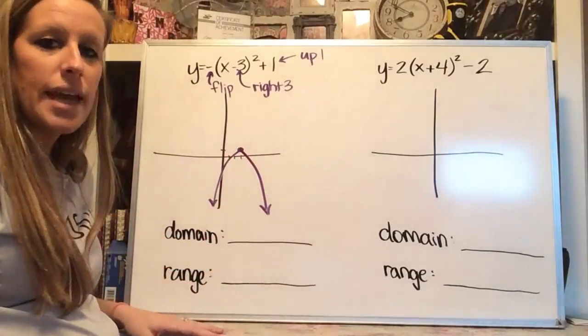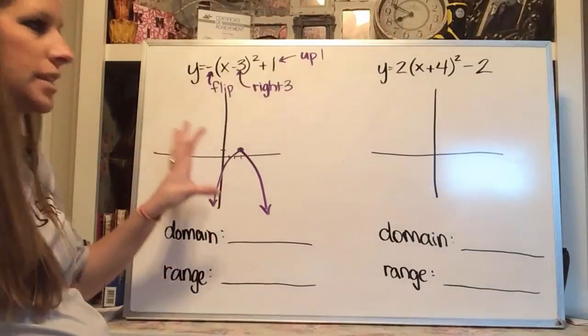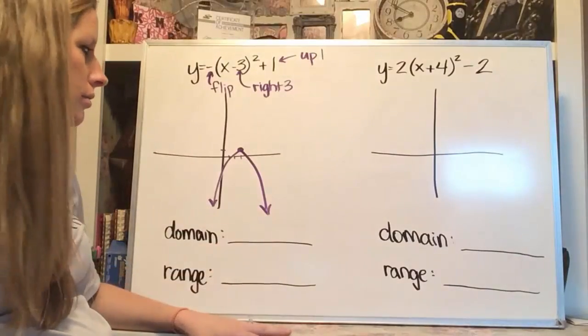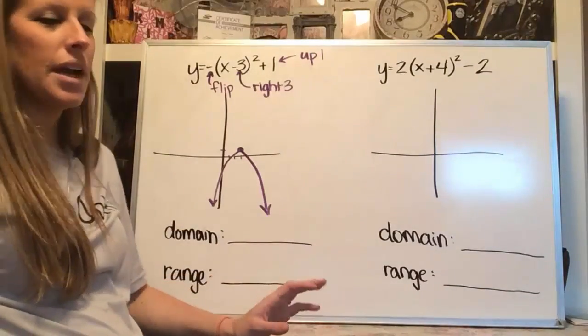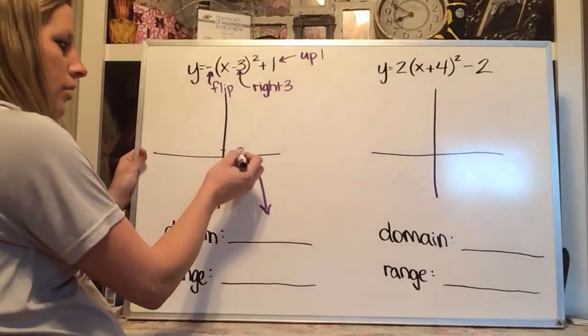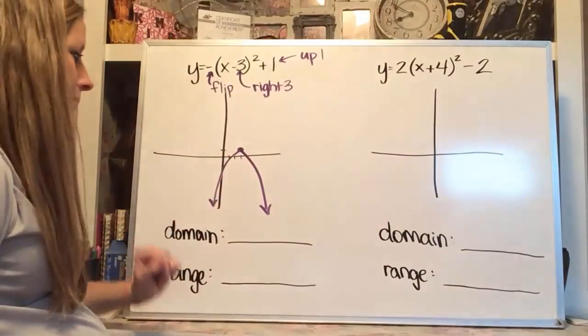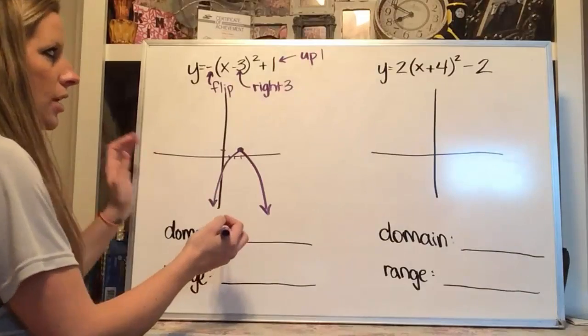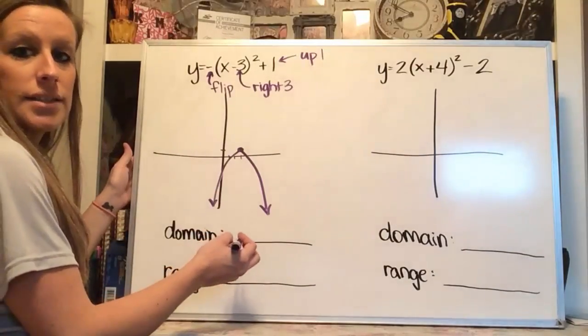And we aren't going to do the table. I just want to see that you know what you're doing. So I don't really care about exact points. I just want to see like right 3 and up 1. Okay, and then on the domain, these are your x's.